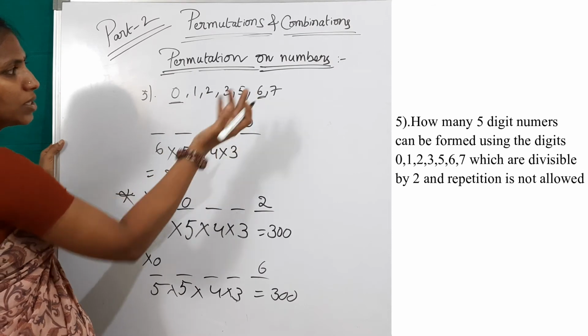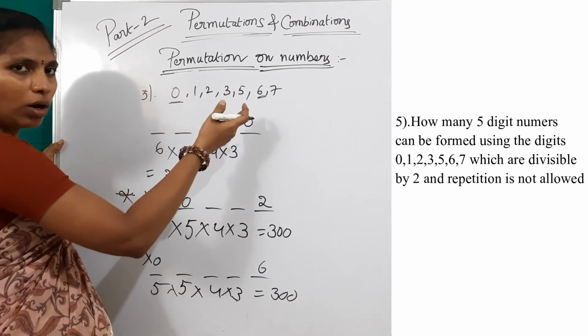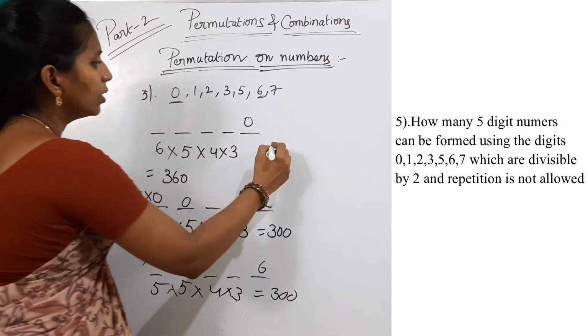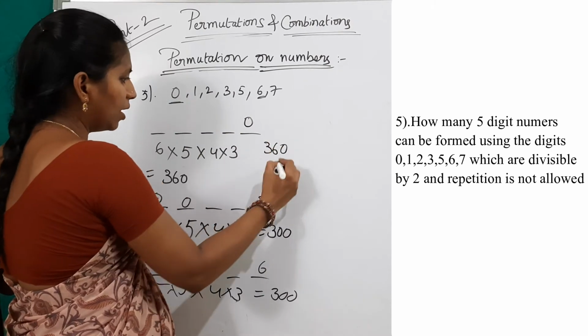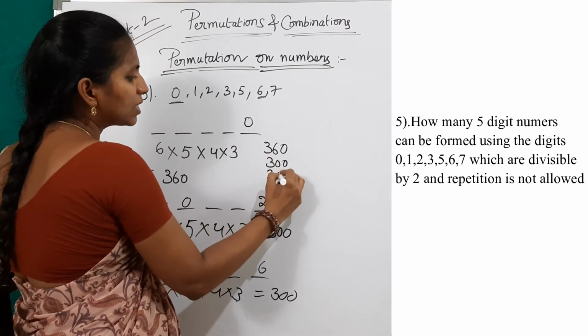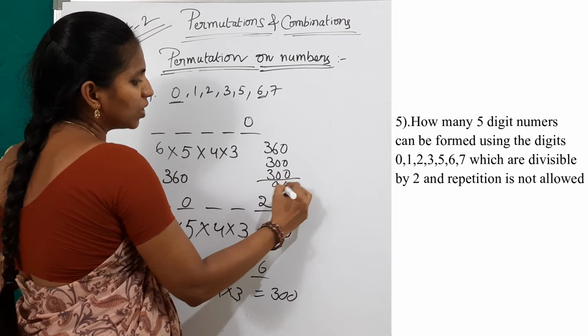Completed 0, 2 and 6 only. If there is a 4 then write for 4. So the final answer is 360 plus 300 plus 300. Total 960 is the result.